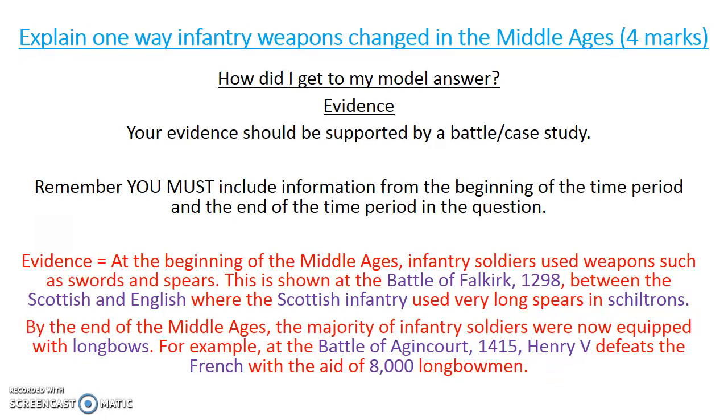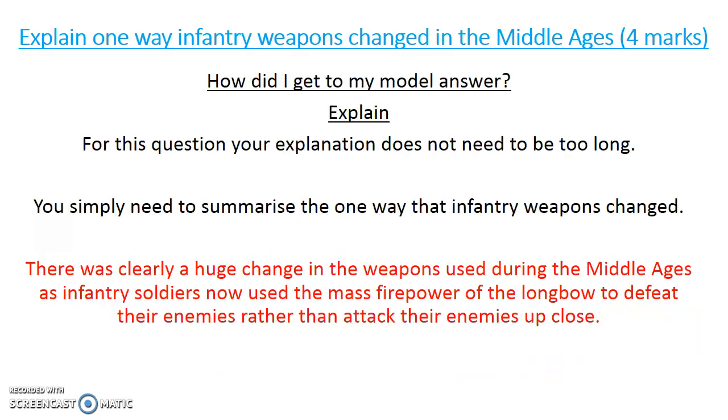That's me using a battle to support my answer there, between the Scottish and English, where the Scottish infantry used very long spears and schiltrons. By the end of the Middle Ages, the majority of infantry soldiers were now equipped with longbows. For example, at the Battle of Agincourt, 1415, Henry V defeats the French with the aid of 8,000 longbowmen. Now you can see there's lots of specific evidence in there. There's statistics with the 8,000 longbowmen, there's events for the 2 different battles, there's names with Henry V, lots and lots of specific detail in that model answer there.